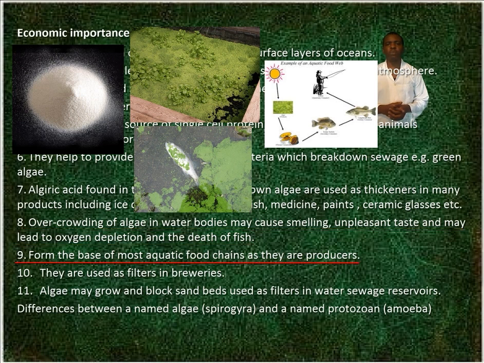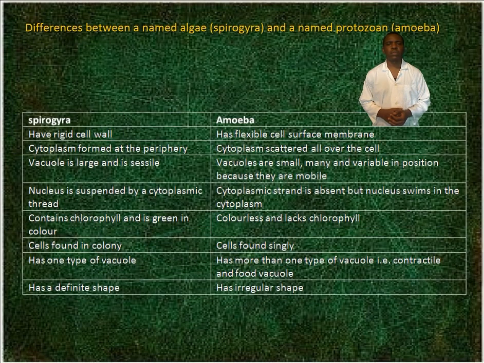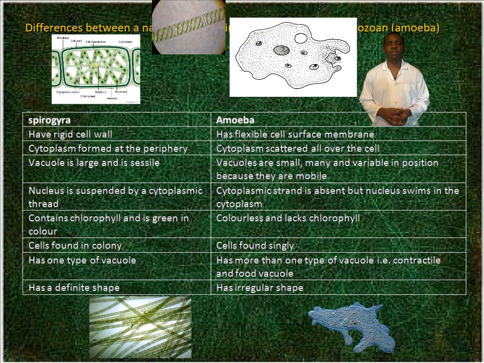They form the base of most aquatic food chains as they are producers. They are used as filters in breweries. Algae may grow and block sand beds used as filters in water and sewage reservoirs. Differences between a named alga, that is, we use Spirogyra, and a named protozoan, in this case we use an amoeba.